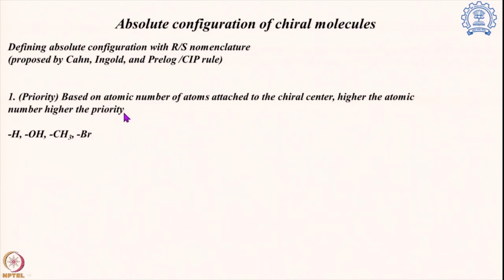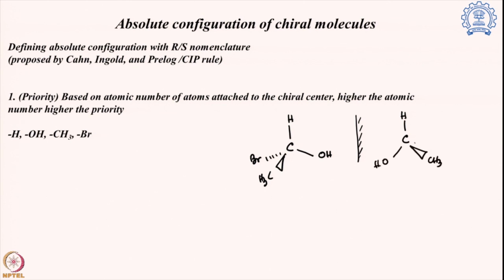For example, say I have a molecule over here where I have a hydrogen, an OH group, a CH3 group, and a bromide group. If I take the mirror image of this system, it will be the other enantiomer of it. The absolute configurations of these 2 molecules are not the same. They are different absolute configurations.